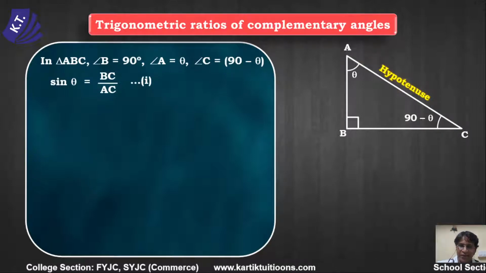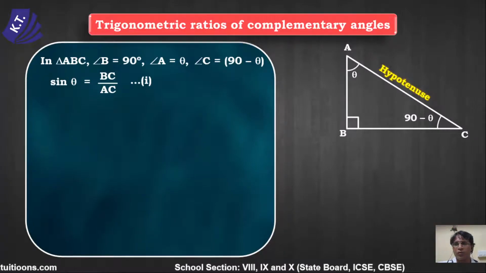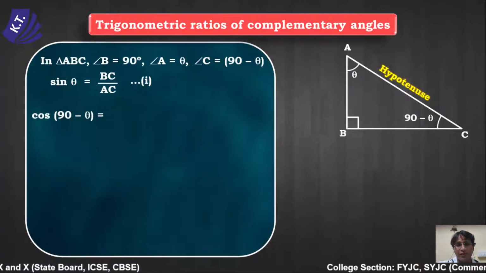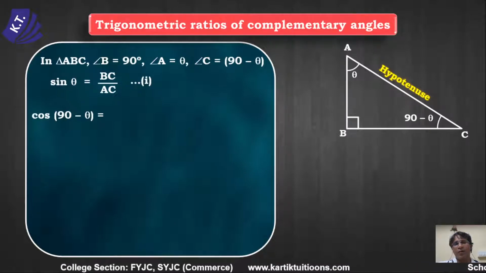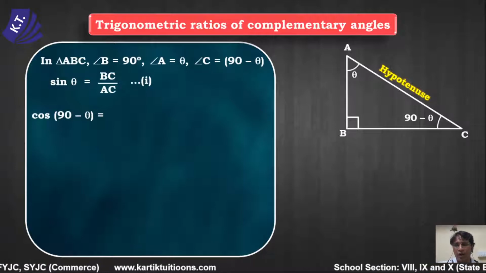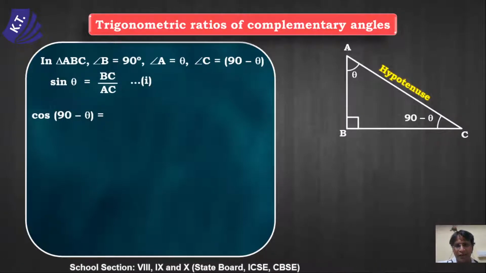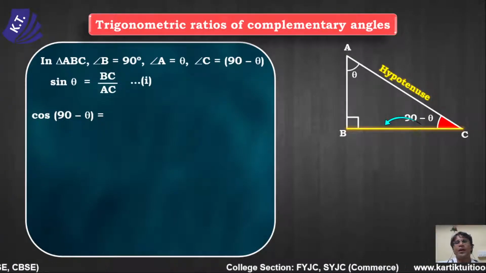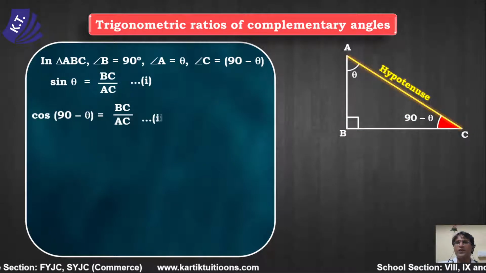Now next, complementary to the trigonometric ratio of sine is cos. So we are going to talk about cos 90 minus theta. Now cos theta, what is it? It is adjacent side upon hypotenuse. So here if I talk about cos 90 minus theta, my adjacent side is BC, so it is BC upon AC. Let this be equation number 2.